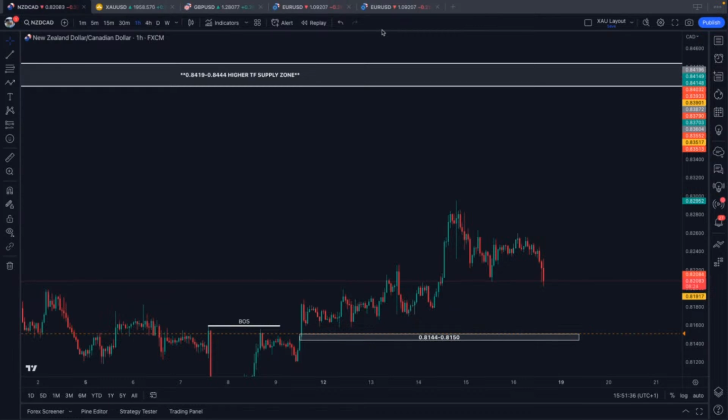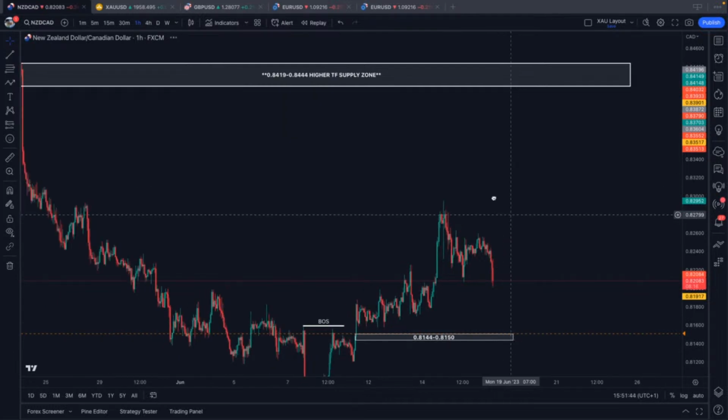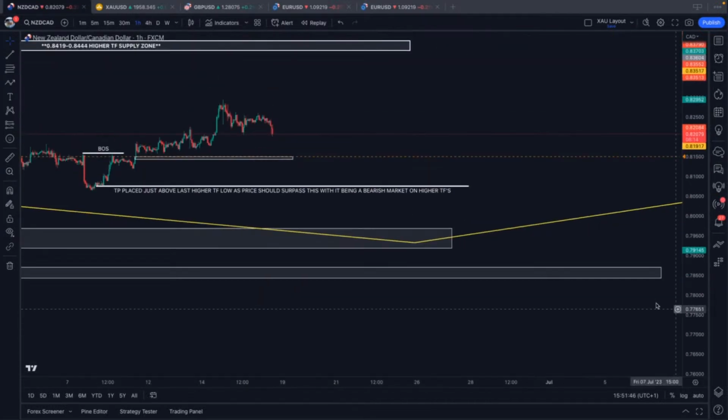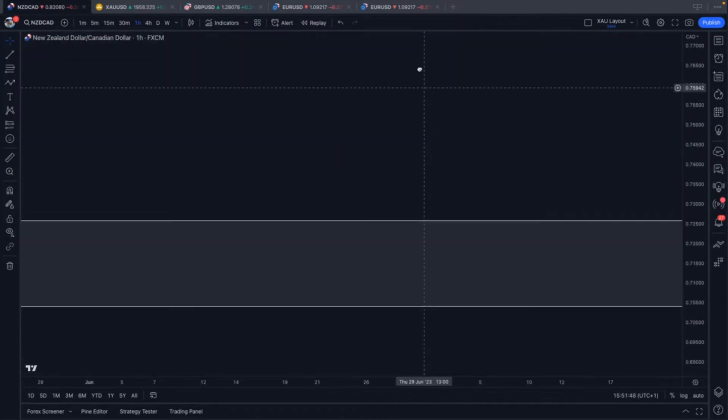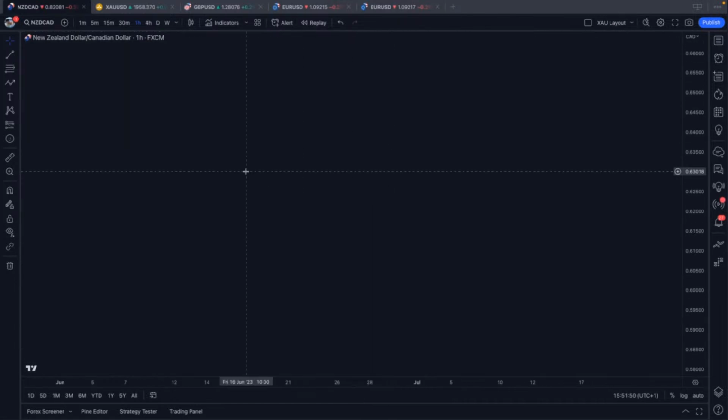And if there's any other pairs that you want me to go over, let me know. If there's anything you're unsure about, let me know. Like, I feel like I'm talking about these multiple time frames, and I feel like it may be a bit confusing. So let me just do a little illustration here.